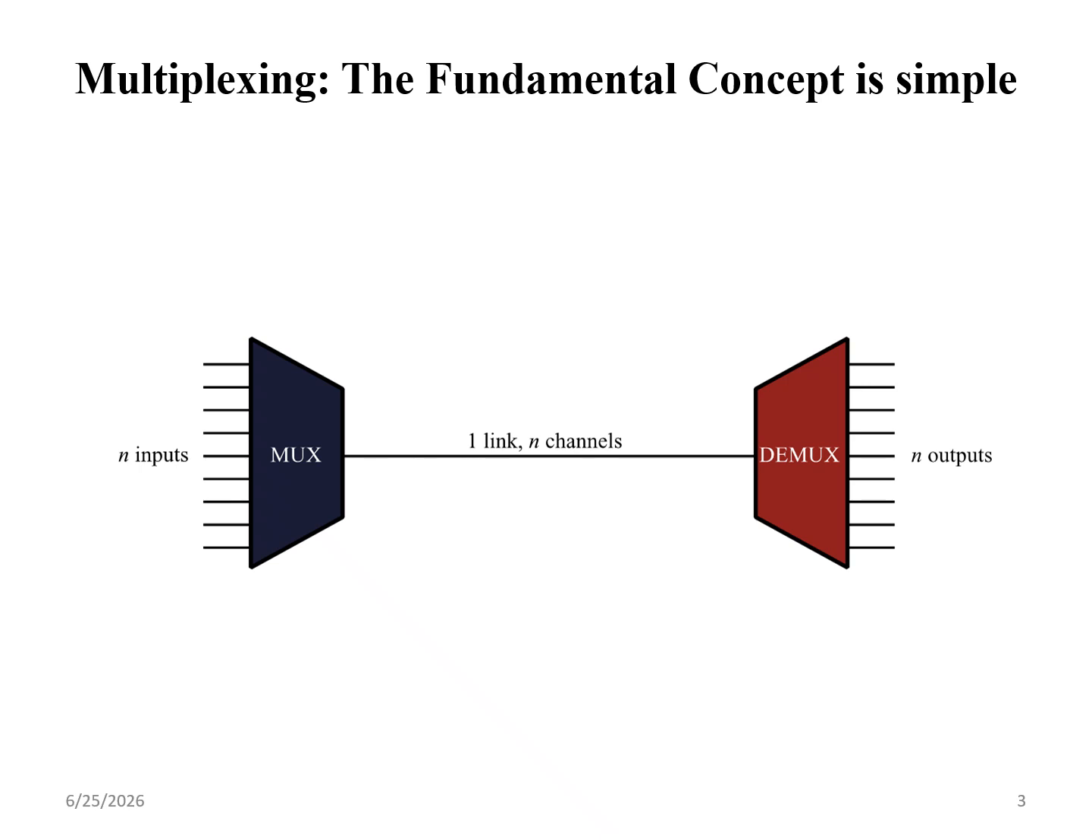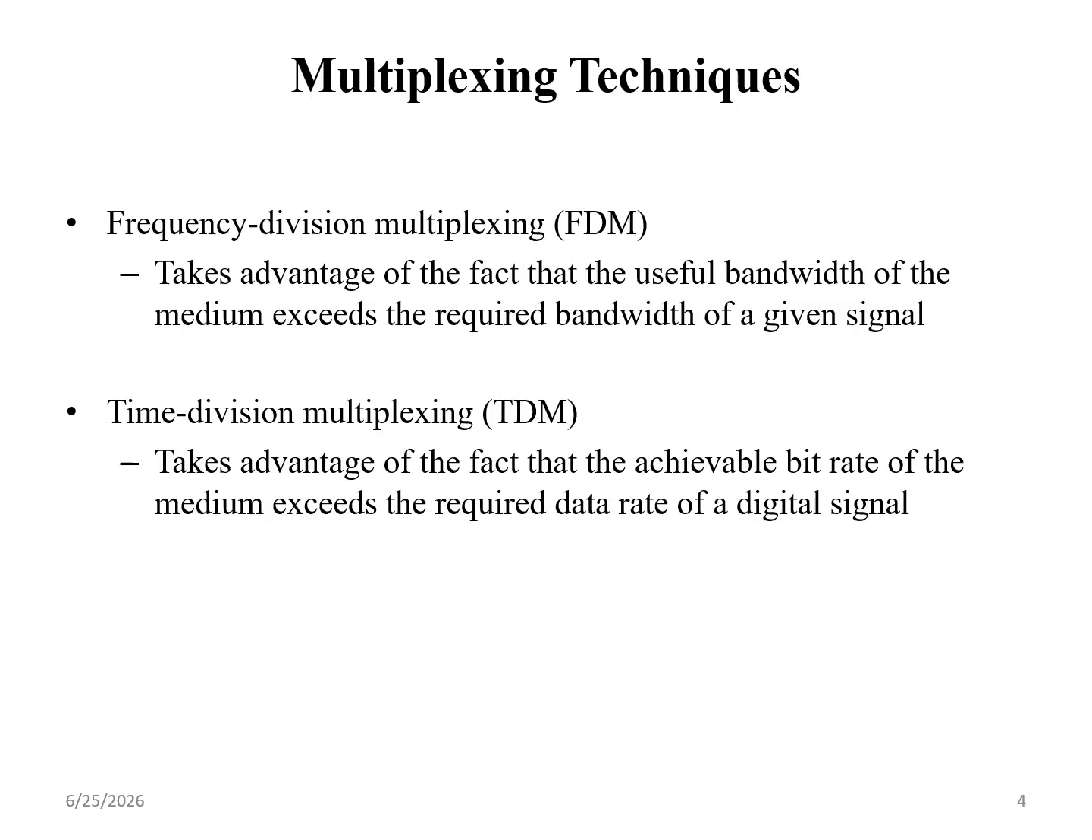So that was the fundamental concept here. The n inputs are going to be combined as a single link on your transmission side. The same if you see on the receiver side, this single input will be given to n number of outputs. So this was the fundamental concept used for multiplexing: n inputs to n outputs with the help of a single link with n channels.